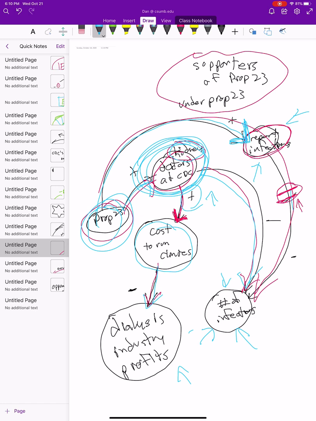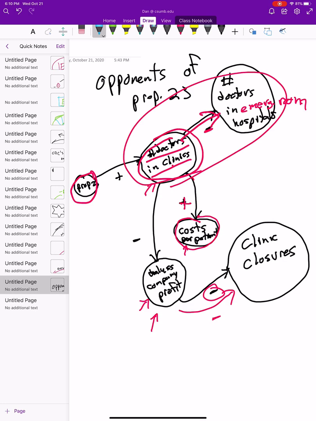Now let's look at what those who oppose the ballot measure would argue. Those who oppose the ballot measure would say that if Prop 23 passed, then of course there would be more doctors in clinics. That is part of what Prop 23 is about. But they argue that if there are more doctors in clinics, there are going to be fewer doctors in emergency rooms. So they argue that there's a negative relationship between these two here.